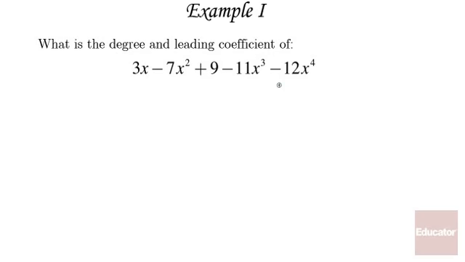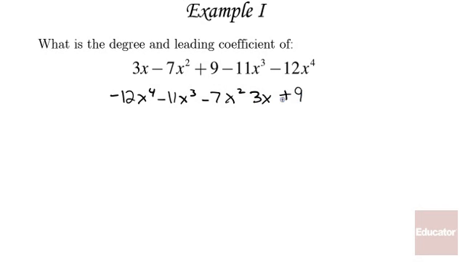Okay, first, looking at this polynomial, what is the degree and leading coefficient? I'm going to start out by putting this in descending order. So this is my largest degree here, so I'm going to put that first. Then I have x to the third. I have negative 7x to the second, 3x, and finally the constant.